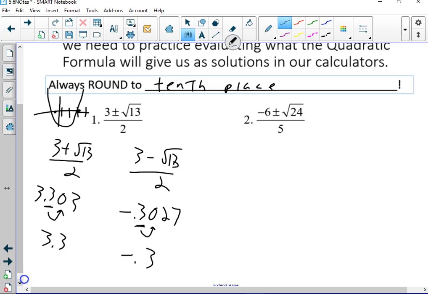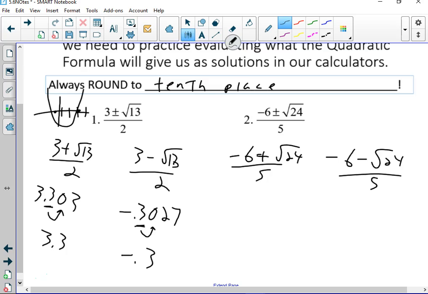Okay, so this one, again, you're going to do it twice. Negative 6, not plus or minus, plus the square root of 24, then divided by 5, and negative 6 minus the square root of 24, then divided by 5. Be careful with the first one, you're putting in a negative 6, then plus the square root of 24, and then divided by 5, you should have gotten negative 0.2202. Well, for rounding to this spot, we look here, negative 0.2.